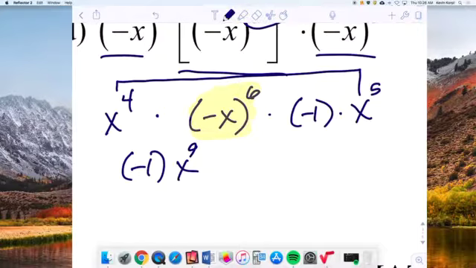And so all I'm left with then is this guy here, and then I just ask that question again. It's a -x raised to an even power. What's going to happen with the negative? Stay or go?